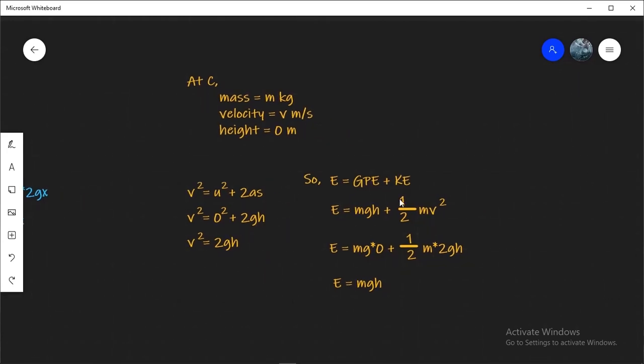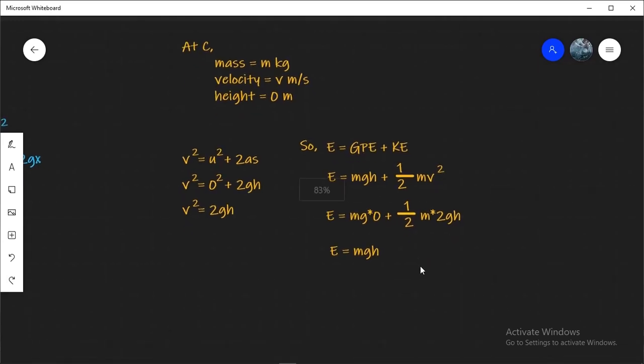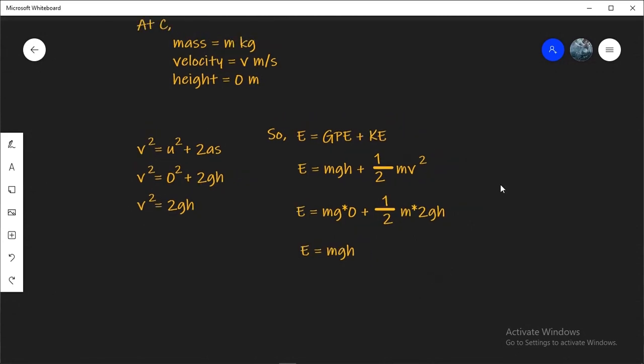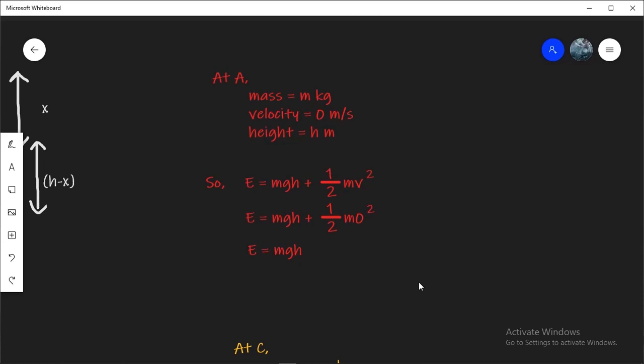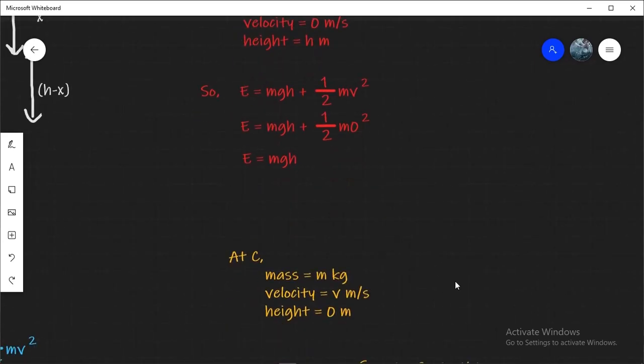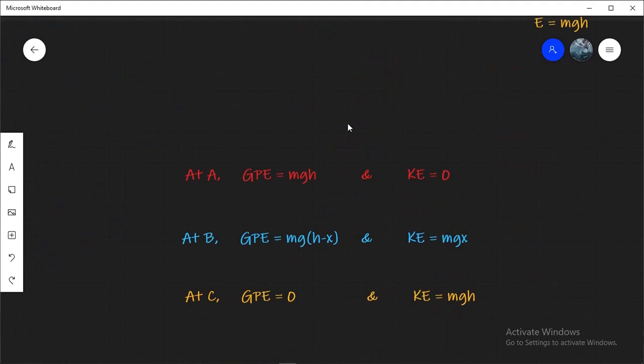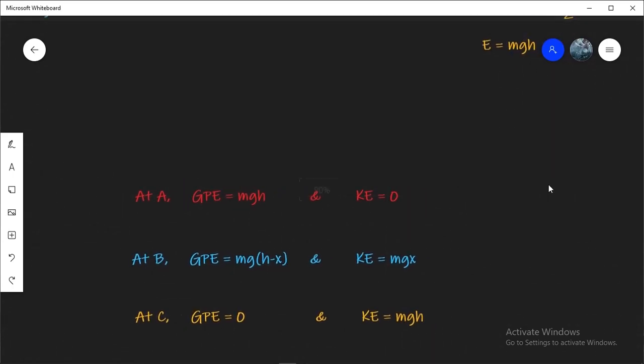Now let's go back to the total mechanical energy, which will now look like E equal to mg times 0 plus half m times 2gh, and we'll go back to E equal to mgh. So even until the very end, the total mechanical energy remains mgh, the value we started with at point A. Only now, what started as potential energy has been converted to kinetic energy. As the ball falls from A to C, GPE decreases from mgh to mg times h minus x all the way until 0, while kinetic energy will increase from 0 to mgh, as we've seen before.